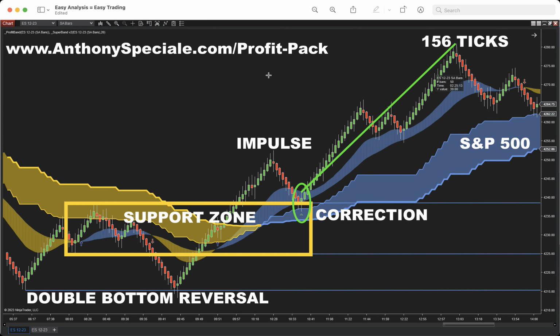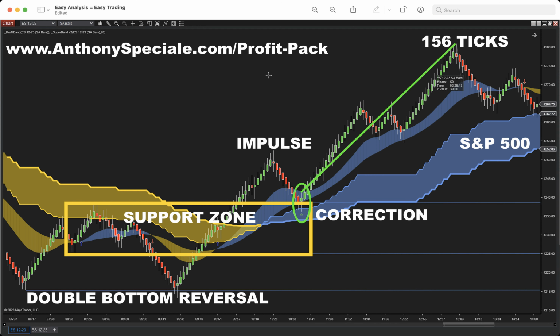The SA bars uniquely clean up the price action while still representing real price. Okay, guys, professional traders use custom charts. That's just a fact because custom charts allow them to more cleanly see what the market's doing.